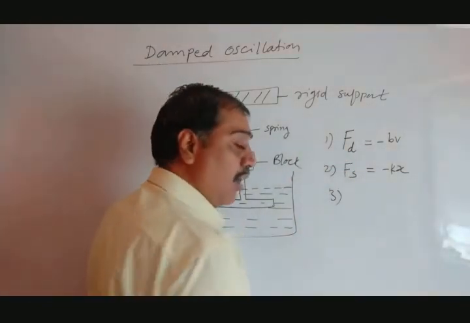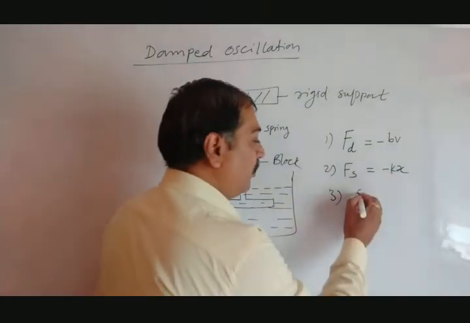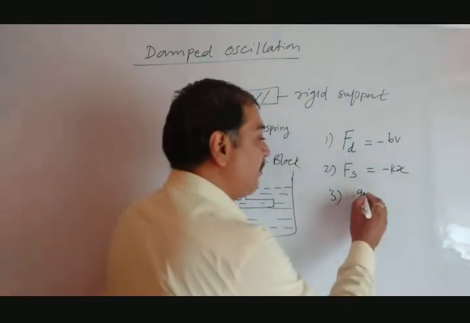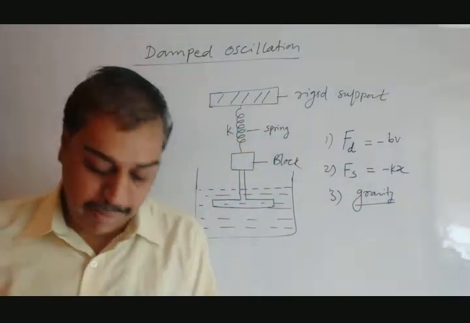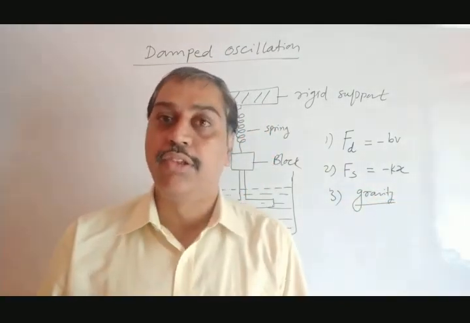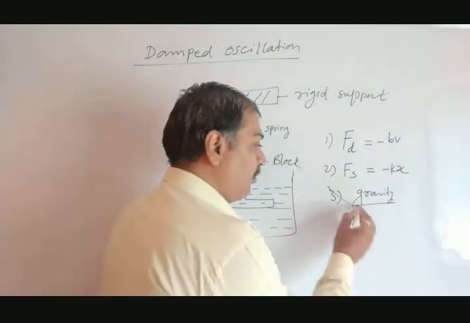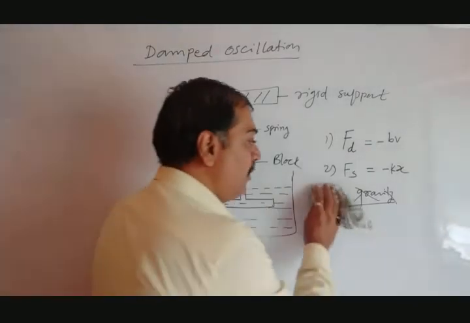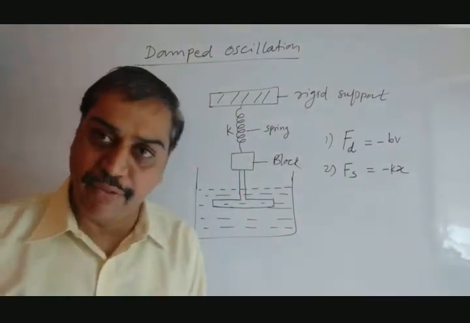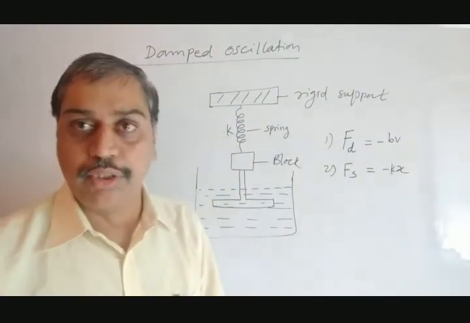Apart from the third force, what is it? It is nothing but the force acting due to gravity. Earth has a gravity which will exert some force. But the force due to gravity is very small, so we can neglect this force. So just consider that two forces are acting on the block: one is the damping force, the other is the force due to the spring.